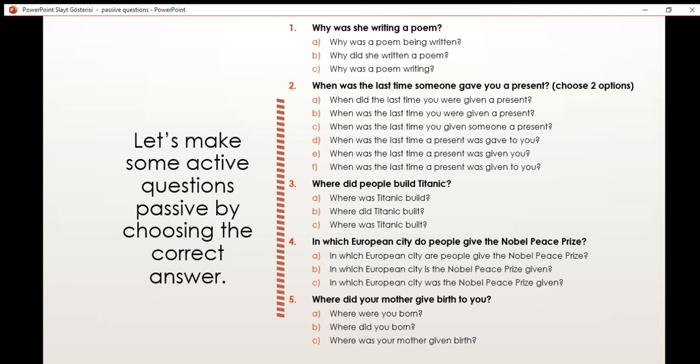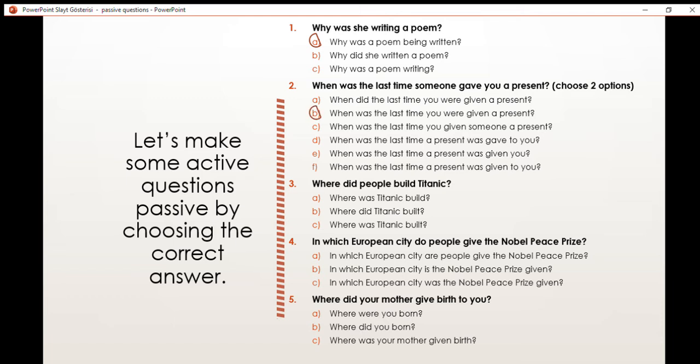Why was she writing a poem? Why was a poem being written? When was the last time someone gave you a present? You see, it says choose 2 options. Why? Because give is, as we said before, a special verb, which means it can take 2 objects, and it did in this example, you and a present. That's why in one of the correct choices, we're going to use you as the object, and in the other one, we're going to use a present as the object.